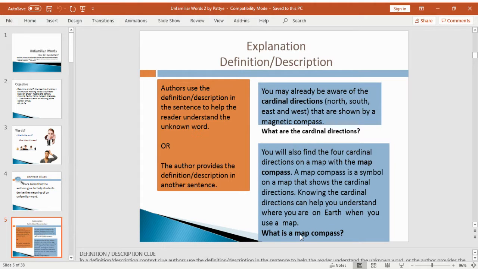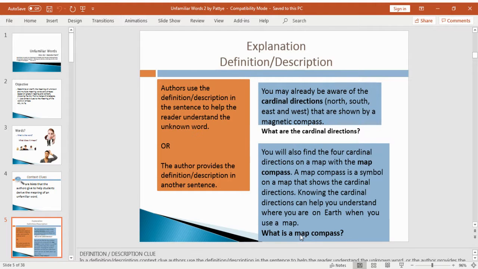First, it says you may already be aware of cardinal directions, north, south, east, and west, that are shown by the magnetic compass. What are cardinal directions? Using the clues around it, they tell us what cardinal directions are. They are north, south, east, and west. So the author placed the definition within the sentence. But the author can choose to give you an example in a later sentence to help you understand as well.